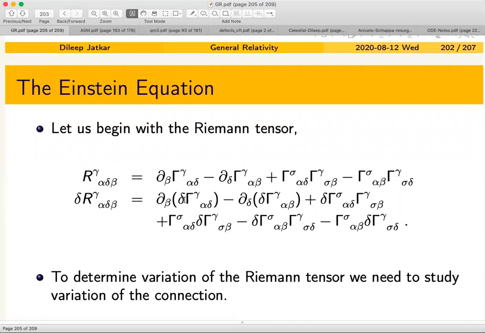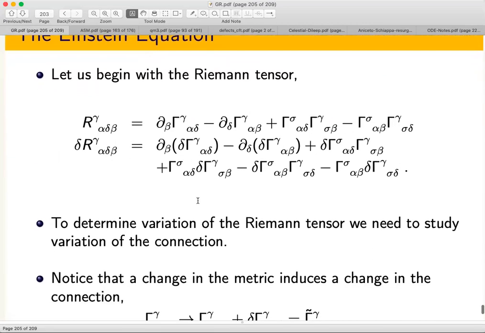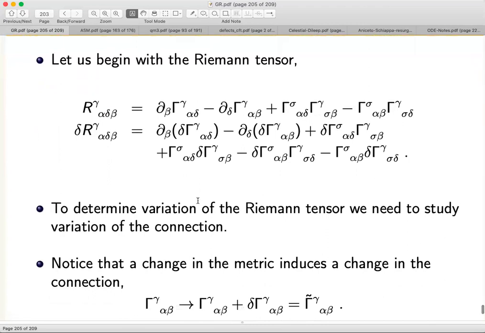So what we'll do is we'll not actually study the variation of the Riemann-Christoffel connection by writing that in terms of g and g inverse and stuff like that, because that is just a longish manipulation. But notice some interesting relation which would help us write this expression in a simpler fashion.